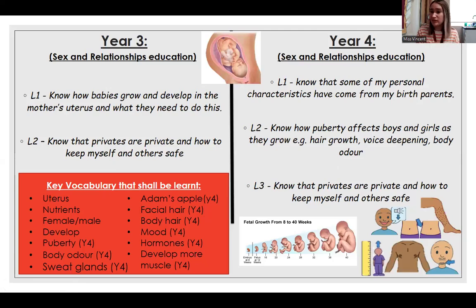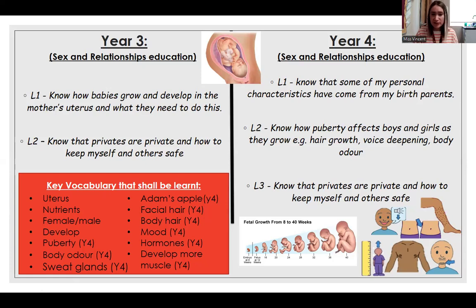So the children that are in Year 3 this year will learn these things that are on the Year 4 side once they get to Year 4. I just thought I'd start off by saying the Year 3, 4 RSE curriculum is quite an overlap of PSHE and science. It's quite a lot of science, biology based, if you were thinking about the 3 strands of science. So quite a lot of scientific terminology that they'll be looking at.